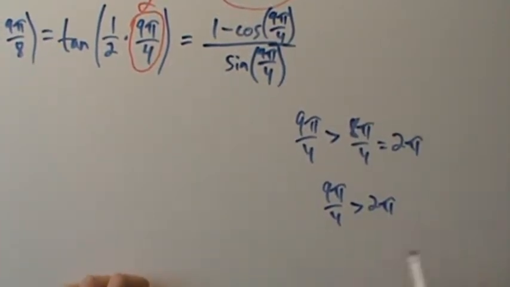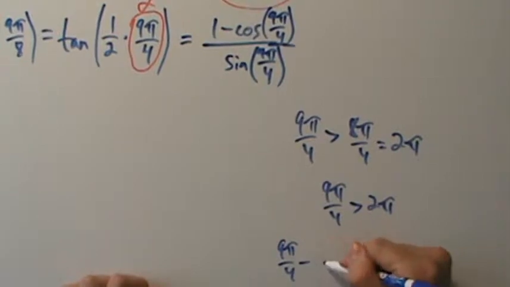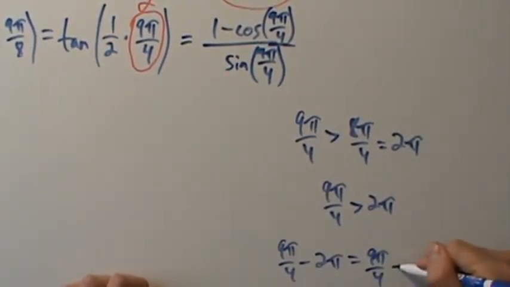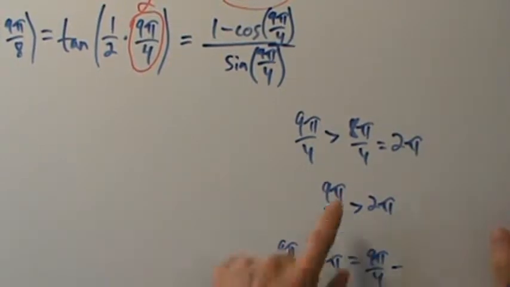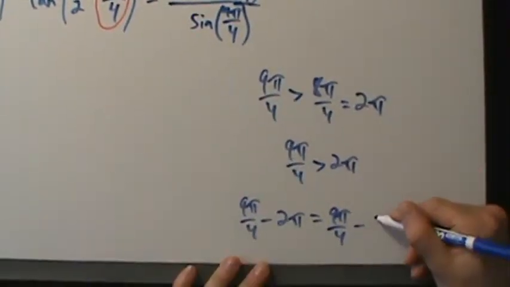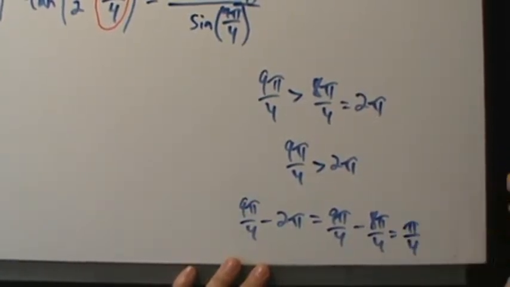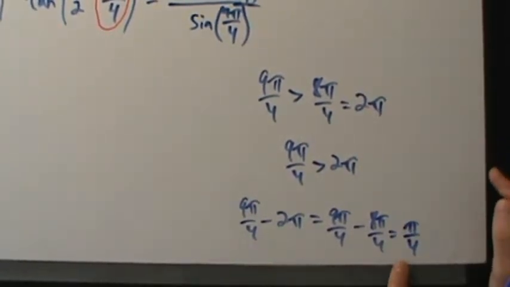So what we can do then is say, okay, 9 pi over 4, let's subtract 2 pi and see what we get. Well, remember 2 pi is the exact same thing as 8 pi over 4. Okay? So 9 pi over 4 minus 8 pi over 4 equals pi over 4. Okay, so then what we have, remember that word, is coterminal.